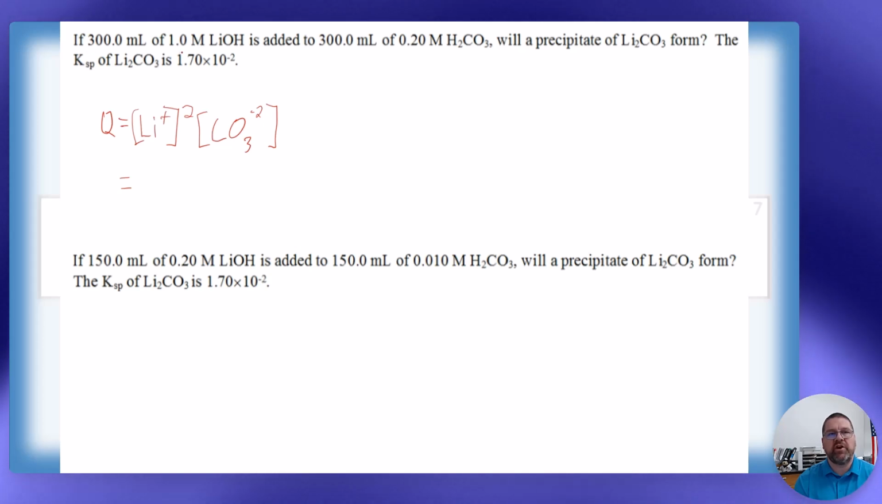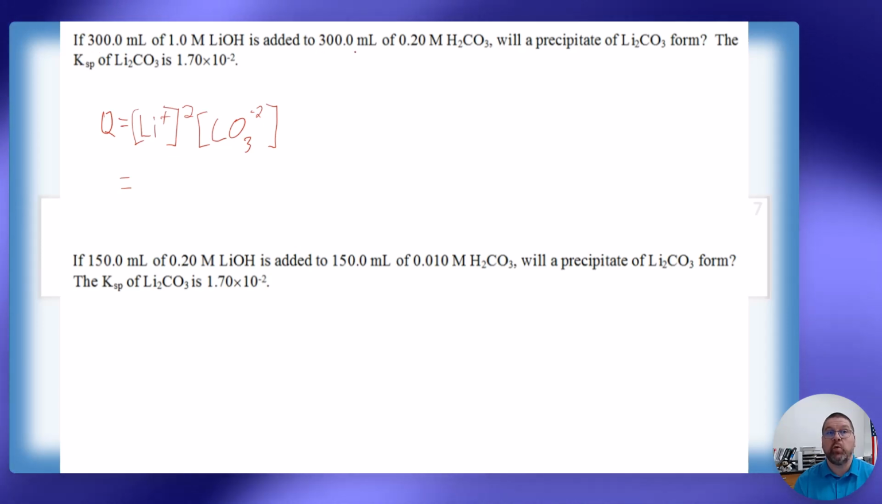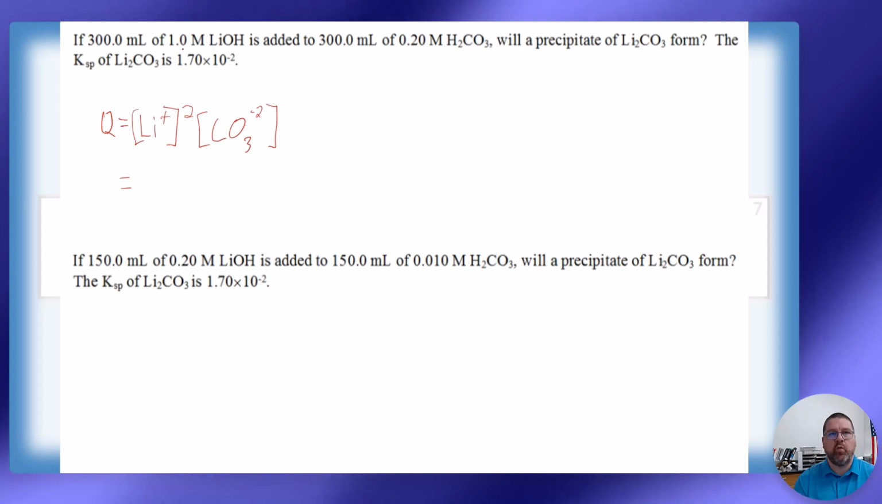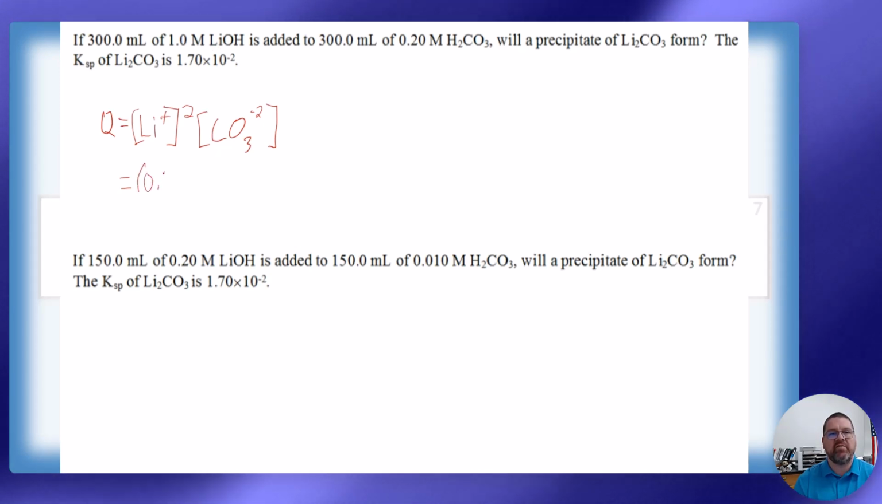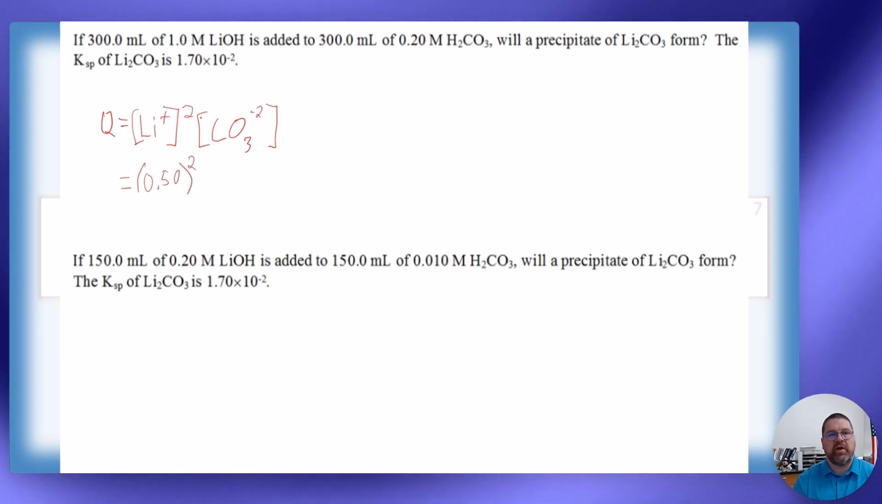Okay, the concentrations are a function of the volume that they're in. So we're taking 300 milliliters and adding it to another 300 milliliters. So effectively, we're doubling the volume, which means the concentration is going to cut in half. So rather than saying that we're going to have 1 molar lithium, we actually only have 0.50 molar lithium. Okay, now we're going to square that. So we can't forget that.